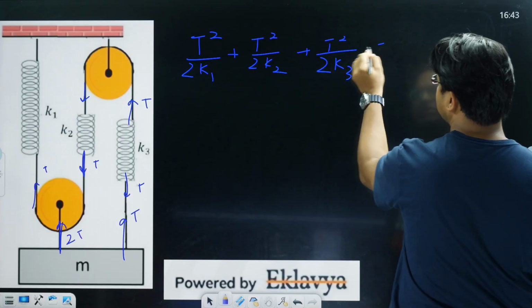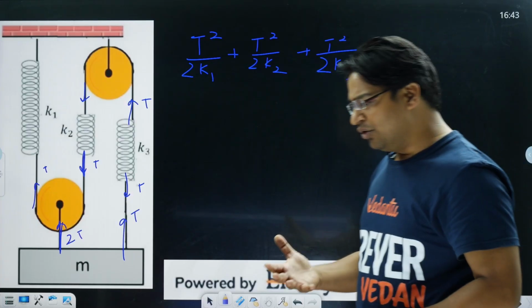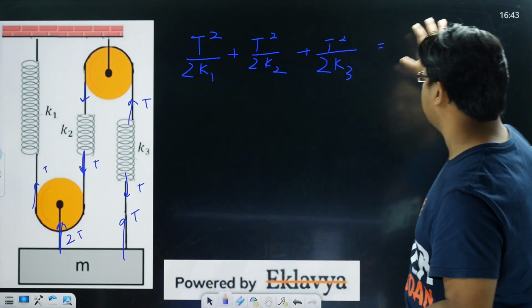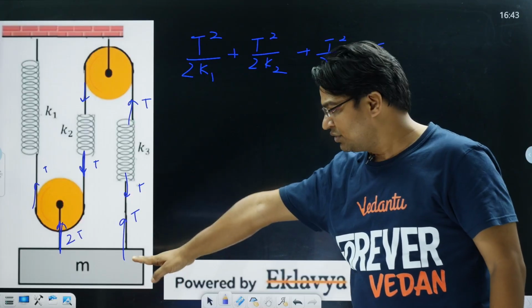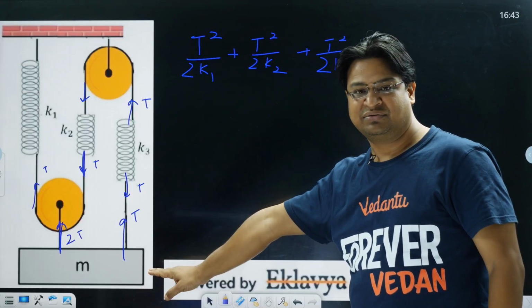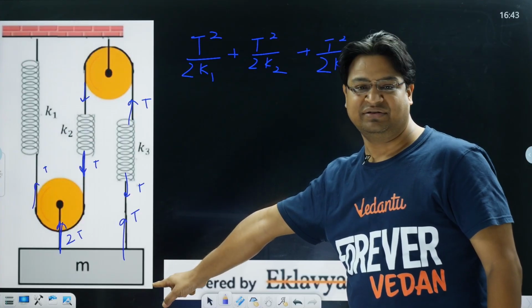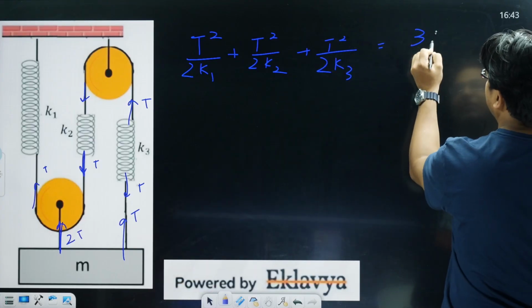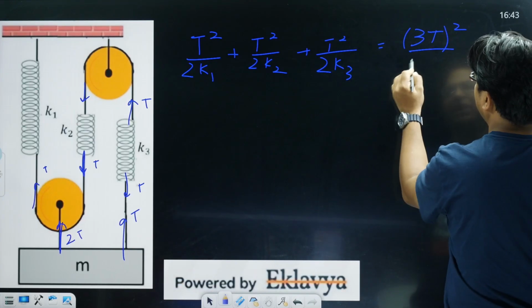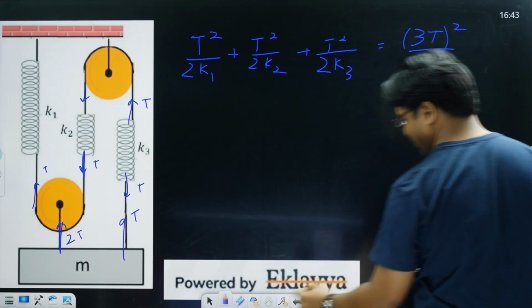Okay, but now here is the catch. By now you must have developed a practice of writing this as T square by 2K equivalent, but don't write that. What is the force on the block this time? It is not T. Notice carefully. It is 3T. 2T plus T. So this time you have to be careful regarding that. It should be 3T square by 2K equivalent, and that's it.